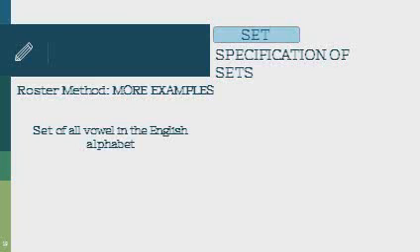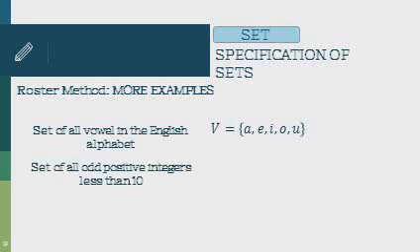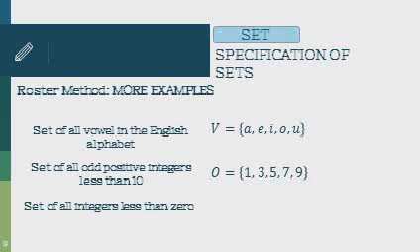When you say roster method, again, more examples. Set of all vowels in the English alphabet. Set of all positive integers less than 10. That is a finite set. Using roster method, set of all integers less than 0. That is an infinite set.